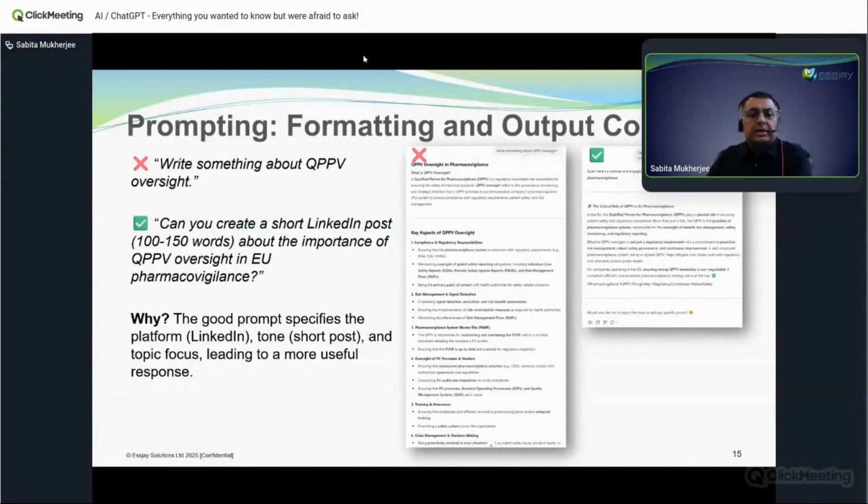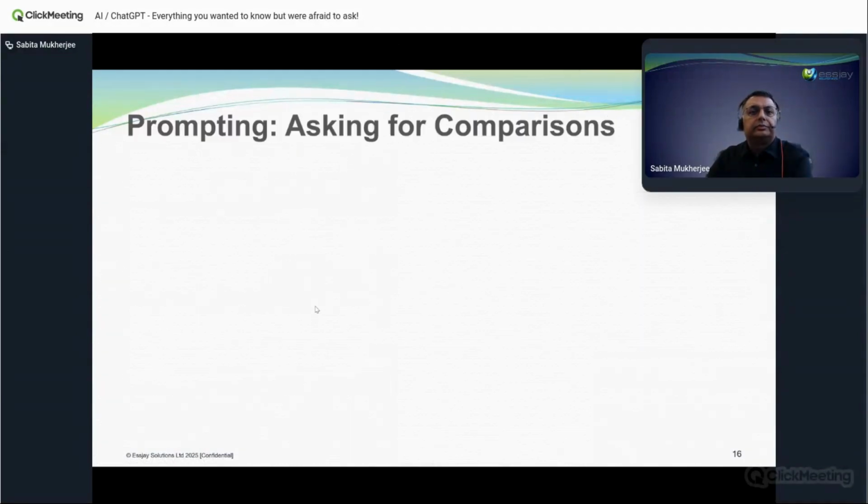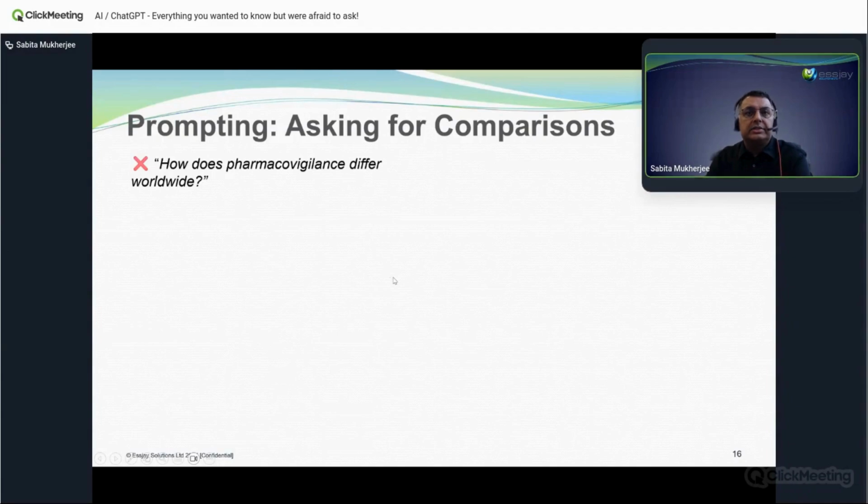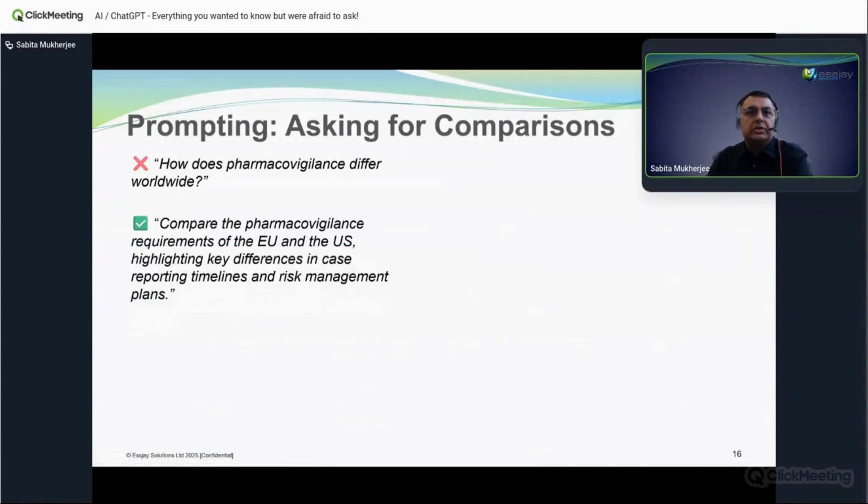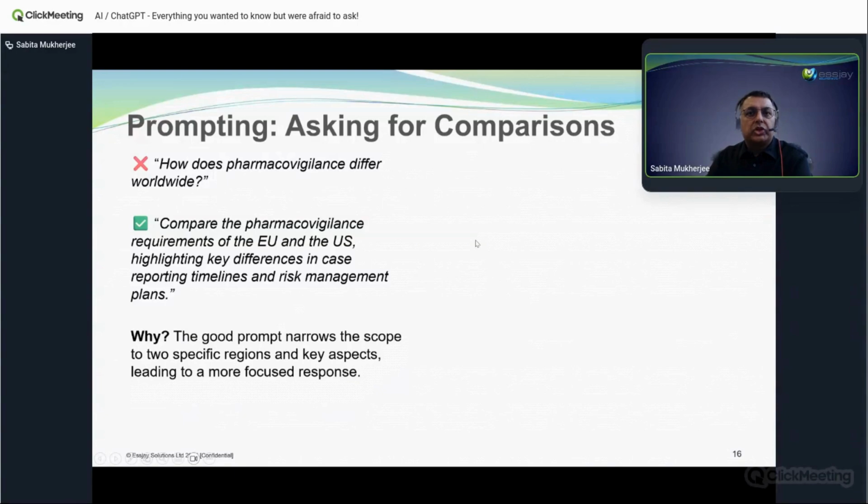Okay, let's look at another example. Asking for comparisons. So how does pharmacovigilance differ worldwide? Versus a much better prompt, compare the PV regulations of the EU and the US, highlighting any key differences in case reporting timelines and risk management plans. Why is it better? The good prompt narrows the scope to 2 specific regions and key aspects, leading to a more focused response.